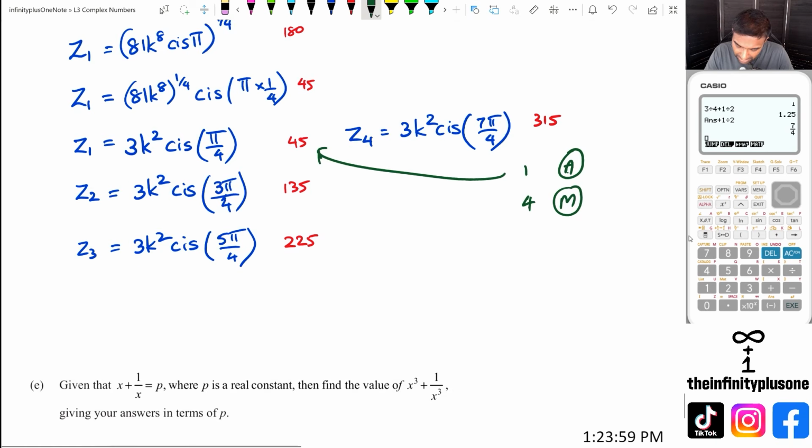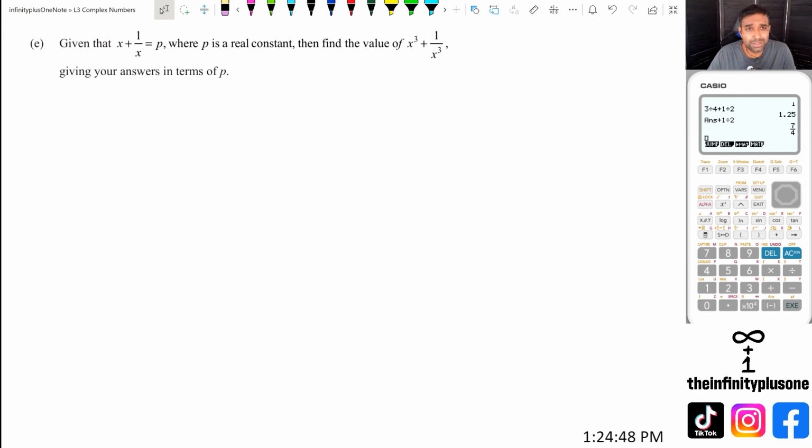All right, so let's go to the last question here. Now this question is just a straightforward algebra question, all right? There's no tricks or anything to this. You've got x plus 1 over x equals p. You want to find the value of x cubed plus 1 over x cubed.